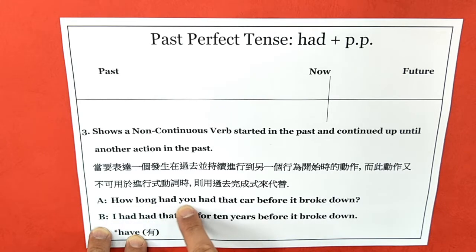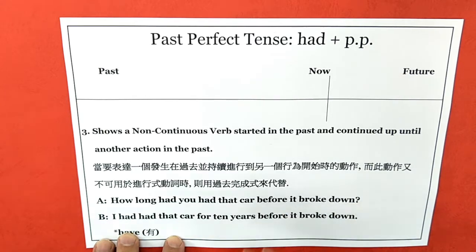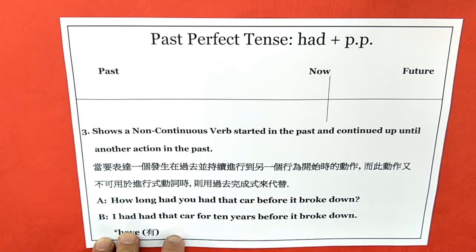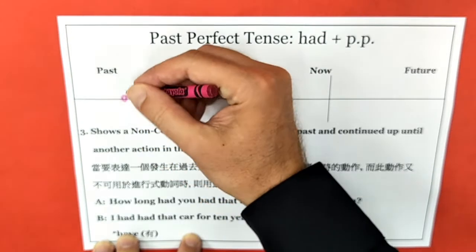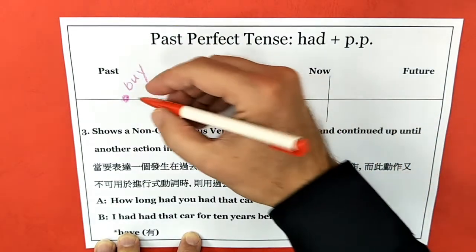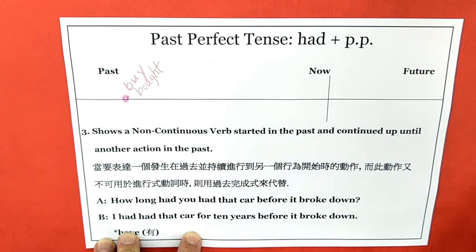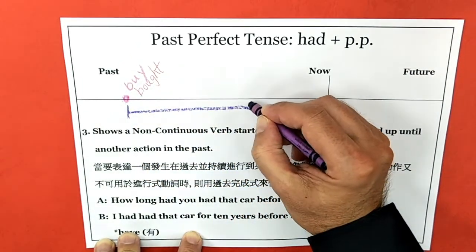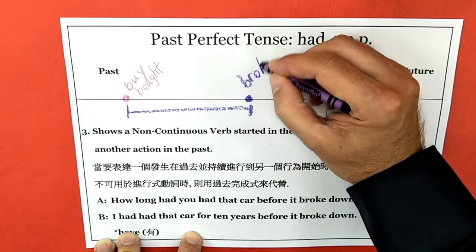A. How long had you had that car before it broke down? So you have a car, okay, and the car broke down. So we have two things going on. First, action: I buy a car, and the past tense is bought. I bought this car. Okay? And I drove this car for a long time. I drove this car for a long time. And then it finally broke down. It broke.